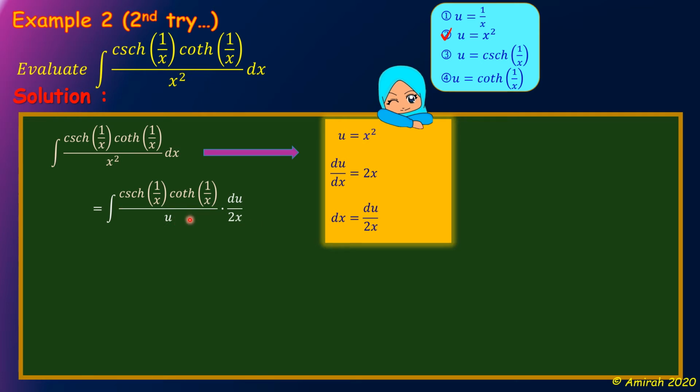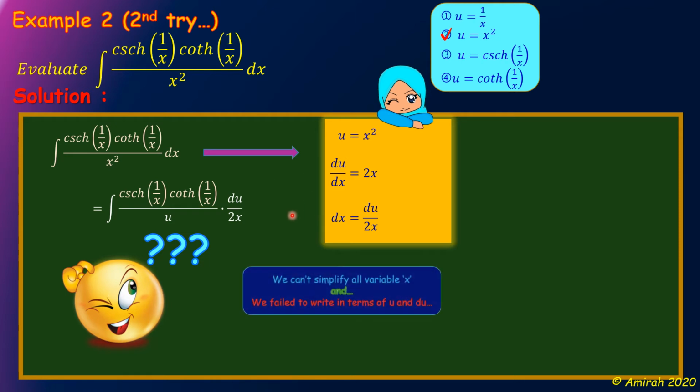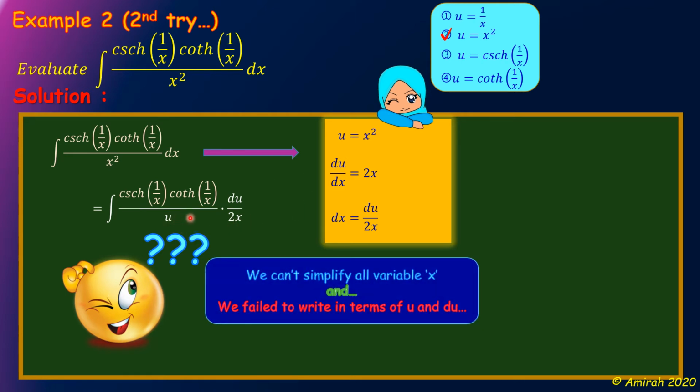From here, we can't simplify all the variable x and we fail to write in terms of u and du. That means we chose the wrong u. If we choose the wrong u, we cannot proceed with the integral. So no need to proceed with the integral because it's confirmed wrong. So u equals x squared is not suitable in this case, because we can't simplify in terms of u and du. Got it?